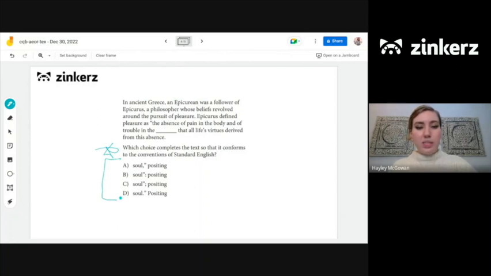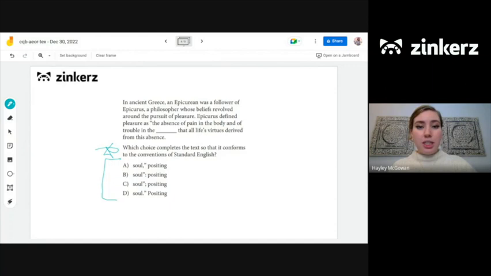And what we notice here is the only thing that's different between these options is going to be the punctuation, right? They all look exactly the same except for the punctuation that's used in the middle. So for A, it's a comma, for B, it's a colon, for C, it's a semicolon, and for D, it's a period. So let's take a look at our passage.